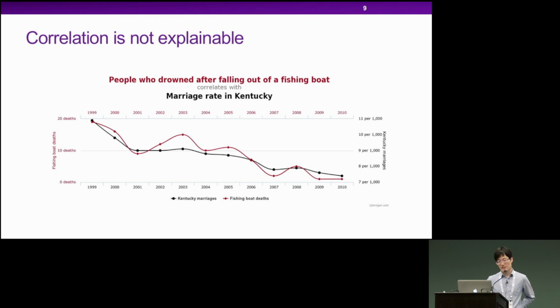Here is a very simple example. From our data, we observe that people who drowned after falling out of a fishing boat is highly correlated with the marriage rate in Kentucky. Okay, so how can you explain this? We cannot explain that. So if all of the models are based on this kind of correlation, then how can you explain the output of the model, right? That's not possible, right?